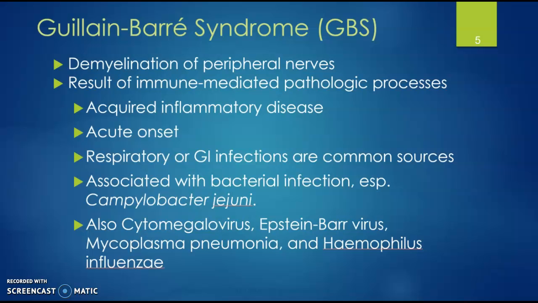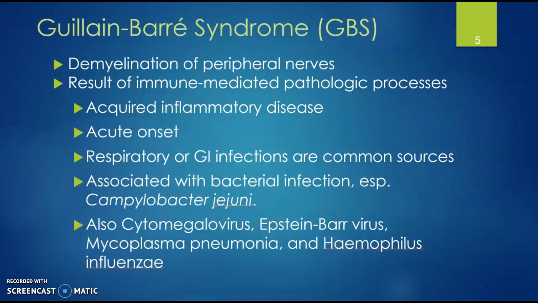This is definitely true with Guillain-Barre syndrome that we're going to talk about first. Because it is caused from a demyelination condition of the peripheral nerves. And it is caused by an acquired inflammatory disease that has a very acute onset. Some of the common sources are infections that usually precede the development of this inflammatory process, usually by about 3 weeks prior.